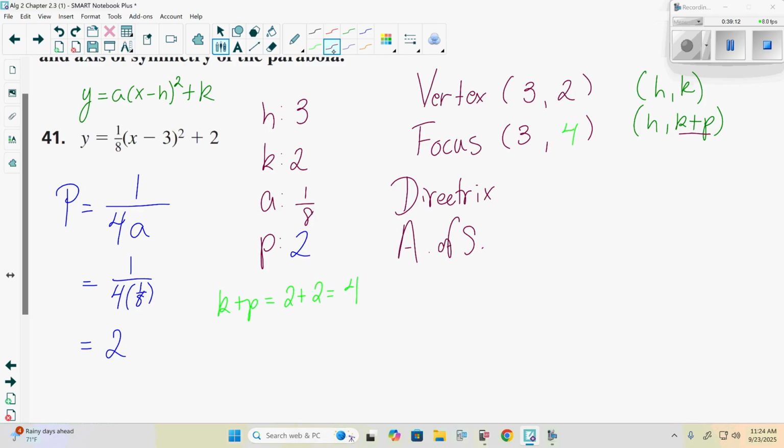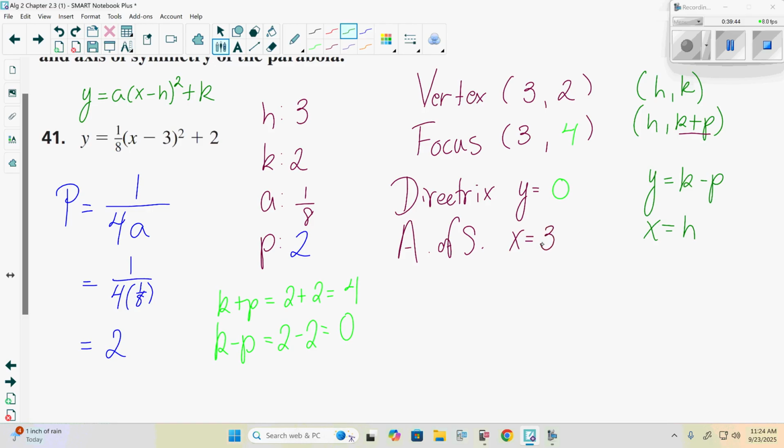Directrix is our y equals k minus p. So we can do the same thing. K minus p is 2 minus 2, which is 0. And lastly, the axis of symmetry, x equals h. Well, h is 3.